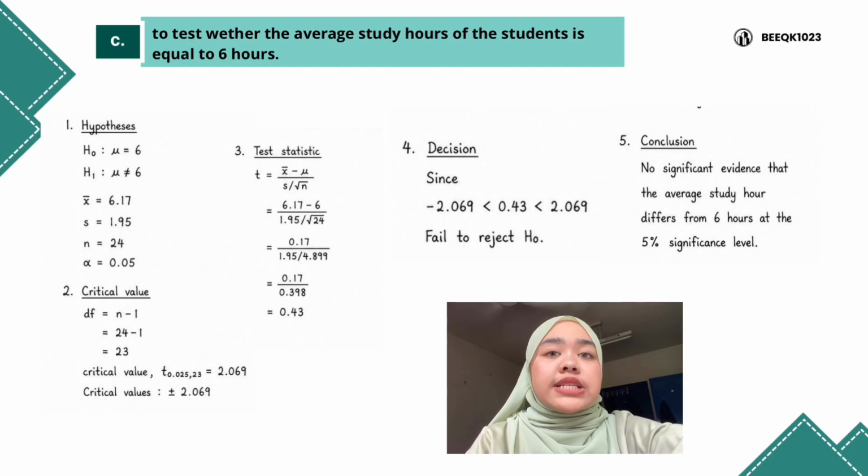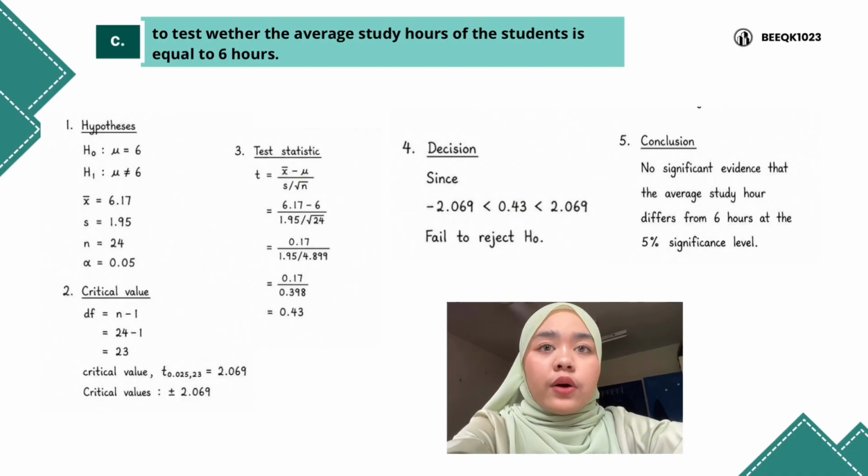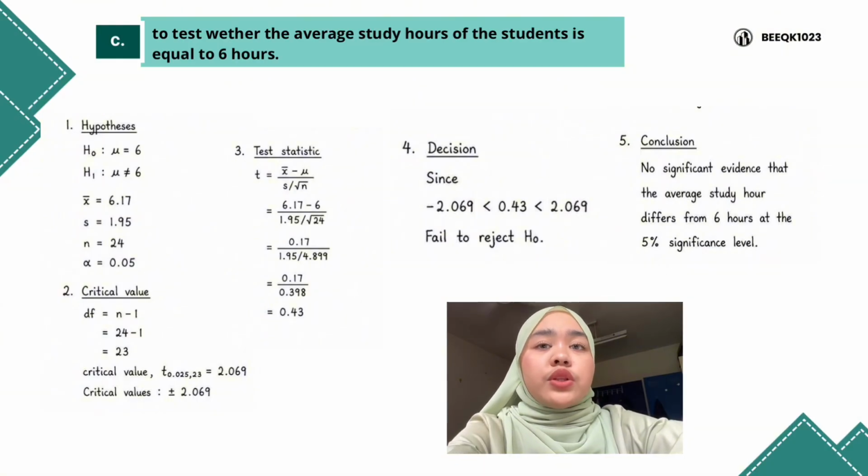We use a 5% significance level and apply the t-distribution since the sample size is small. With 23 degrees of freedom, the critical values are positive or negative 2.069. Now, we calculate the t statistic. We substitute the values into the formula.